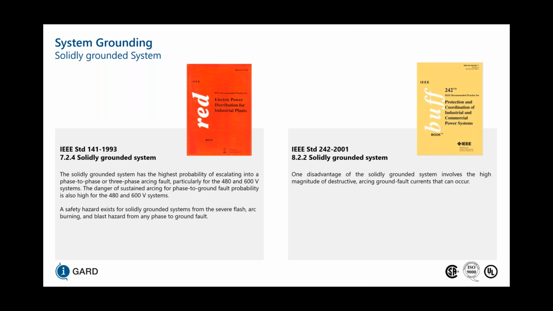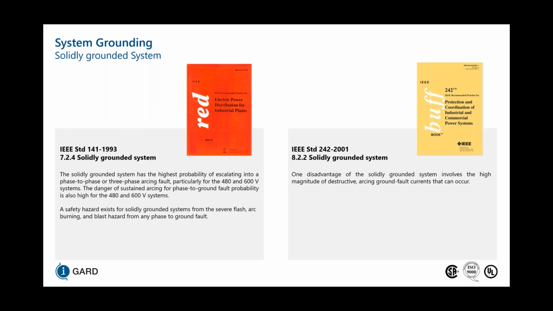So here we can see in IEEE standards, we have the Red Book and the Buff Book. The danger of sustained arcing for phase to ground fault probability is high for 480 and 600 volt systems. A safety hazard exists for solidly grounded systems from the severe flash, arc burning, and blast hazard from any phase to ground fault. And on the right hand side, we can see that one disadvantage of the solidly grounded system involves the high magnitude of destructive arcing ground fault currents that can occur. So keep that in mind with respect to solidly grounded systems.